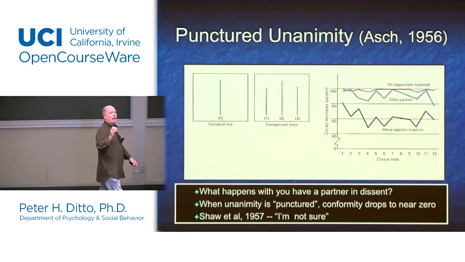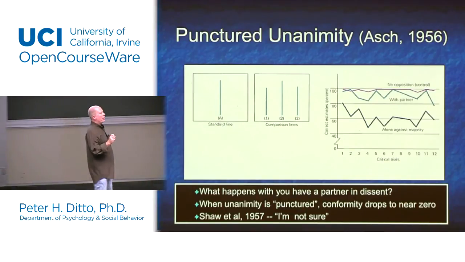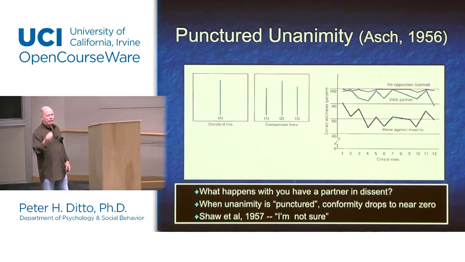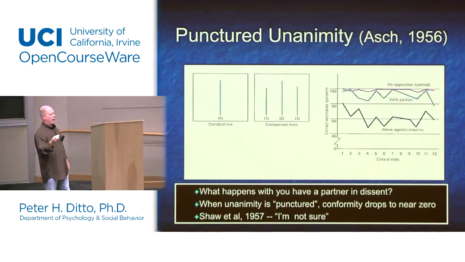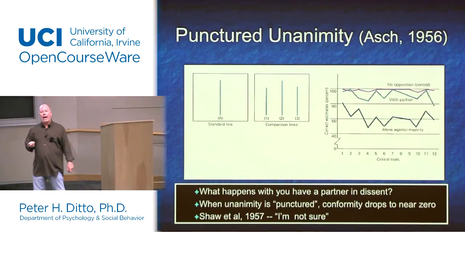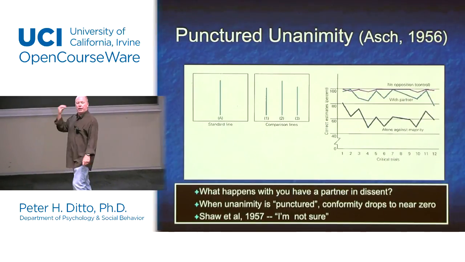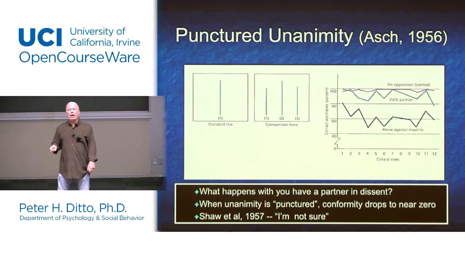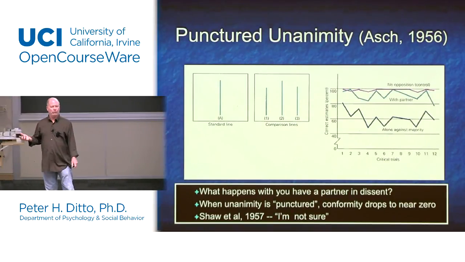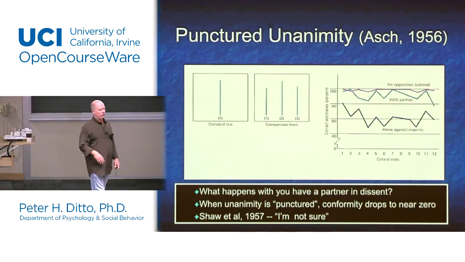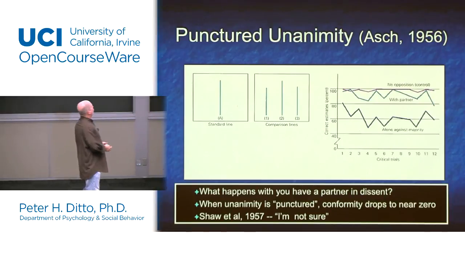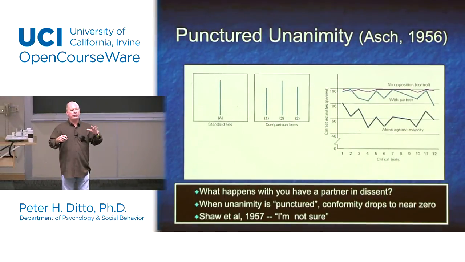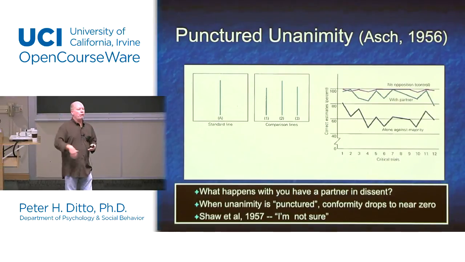Another really important thing, the last important thing about conformity, is that it gains a lot of its power from unanimity, when everybody's doing the same thing. So the powerful thing in that Asch study is that 6 people all give the wrong answer. So what happens if only 5 of them gave the wrong answer and 1 gave the right answer? What you find is a phenomenon called punctured unanimity: if one person dissents from it, conformity goes way down.